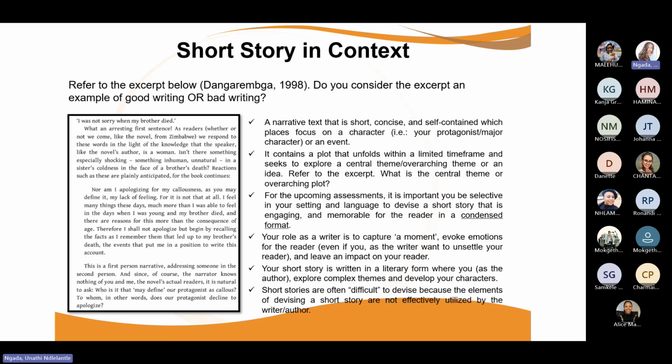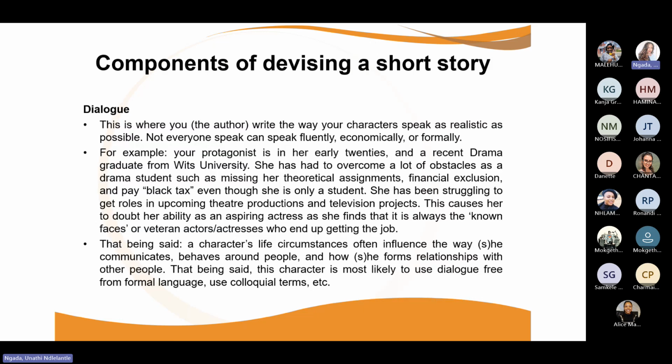Okay. So let me then just move on to the next slide, which talks about components of devising a short story. So Hanina asks, and she asks a very, very good question, by the way. She asks, how do you introduce a third person, right?